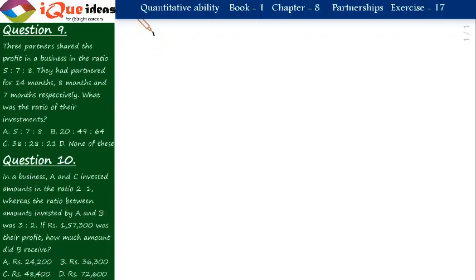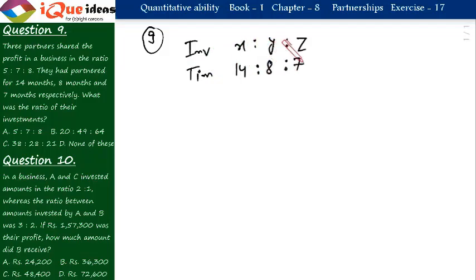Now question number 9, it says 3 partners share the profit in a business in the ratio of 5:7:8. The profit is already given. They had partnered for 14 months, 8 months and 7 months. Find the ratio of their investments. So let's say investments are in the ratio X is to Y is to Z, right? The times are given as 14 months is to 8 months is to 7 months.